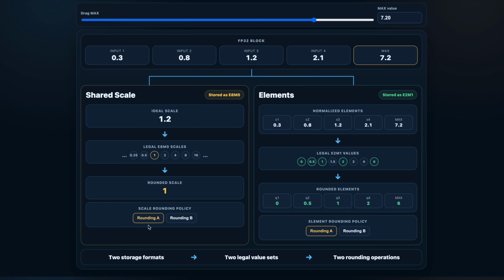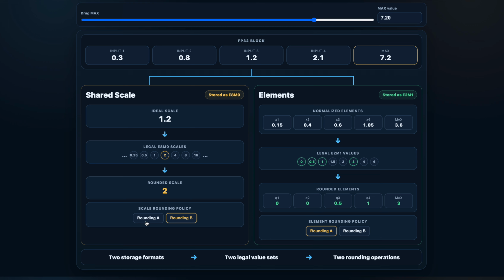So here I'm showing two different rounding schemes, and I'm not telling exactly which one it is. Assume there is a rounding algorithm underneath, but for an example, there are two rounding schemes. In rounding scheme A, it rounds down to 1. In rounding scheme B, it rounds to 2. So the shared scale, 1.2, is actually stored either as 1 or 2, depending on the rounding scheme.